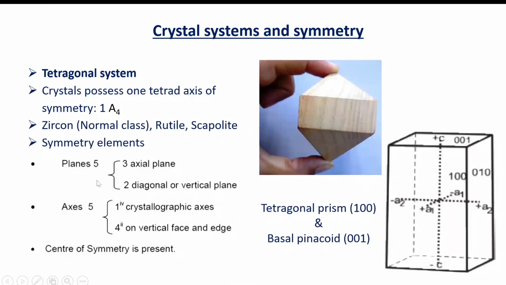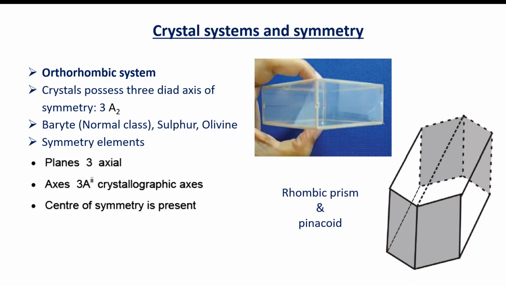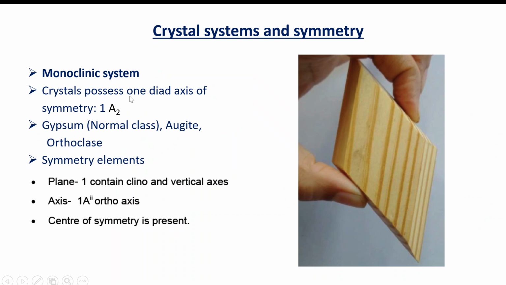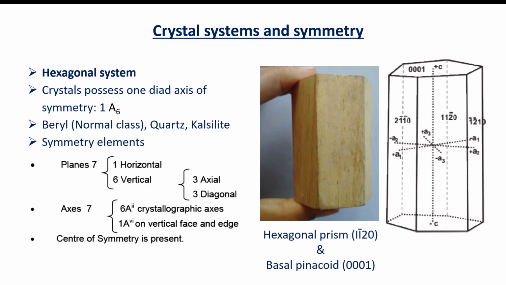Then you have your tetragonal system where you have a minimum of 1 4-fold symmetry. The normal class is zircon. You can also read the details from the slide itself. I will only talk about the characteristic symmetry element here. You have the orthorhombic system where you need a minimum of 3 2-fold rotational symmetry. The normal class is barite. Then you have the monoclinic system where you need a minimum of 1 2-fold rotational symmetry, and the normal class is gypsum. You have the hexagonal system. The normal class is beryl.